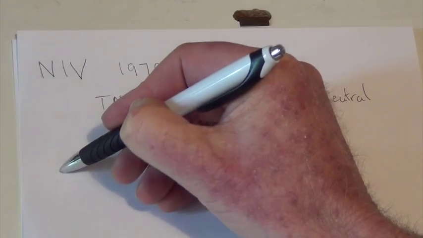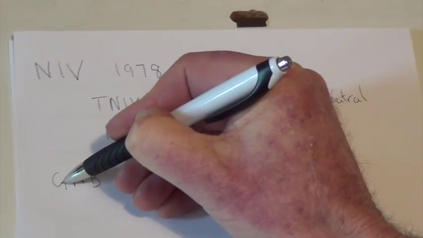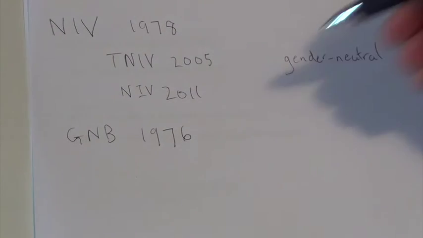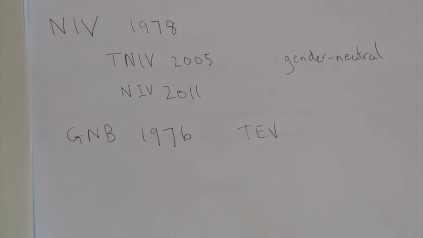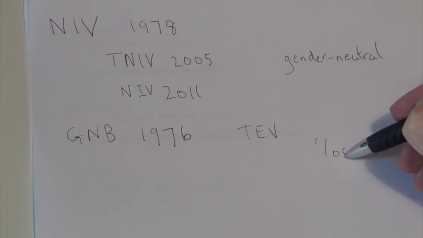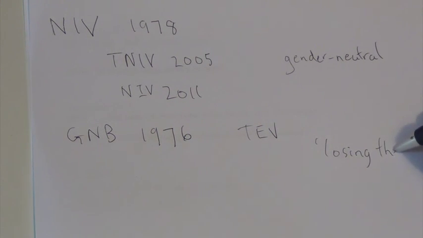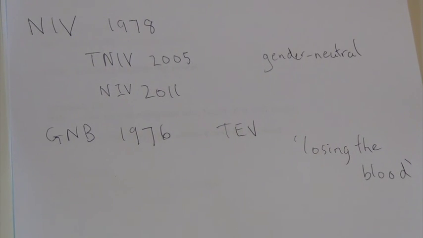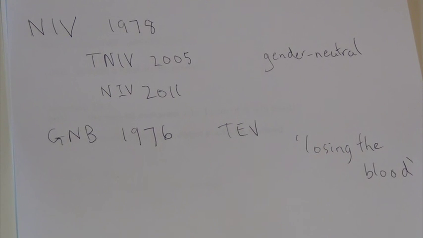The Good News Bible came out first in 1976. It was first called the TEV, Today's English Version, and it caused a huge storm in certain circles by what they called losing the blood. So there were some cases where blood was no longer translated blood. For example, the blood of Christ might be changed to the death of Christ or the sacrificial death of Christ.